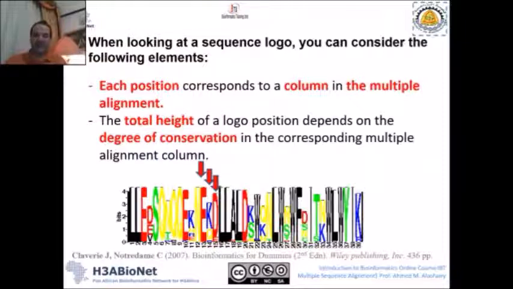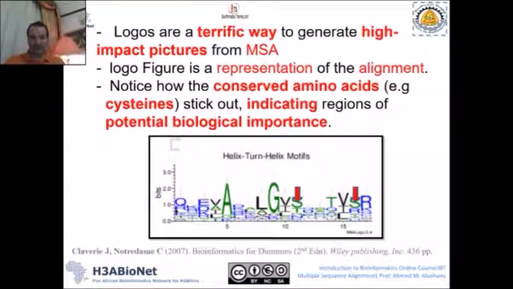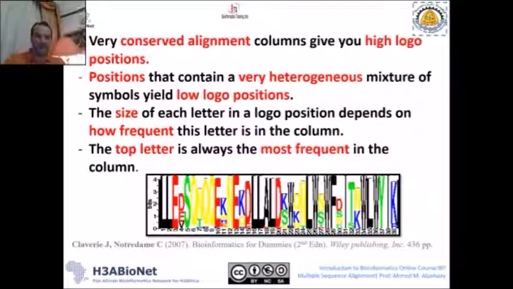Of course, when you see logos, this means that each position corresponds to a column in a multiple sequence alignment. If you have a letter that is higher than the others, this means that it's more conserved. So the total height actually represents the degree of conservation in your sequence. You can see that conserved amino acids, for example cysteine, will be taller than other letters, which are less conserved. So the conserved alignment columns give you the high logo positions, but the less conserved will be lower in height, or a low logo position.